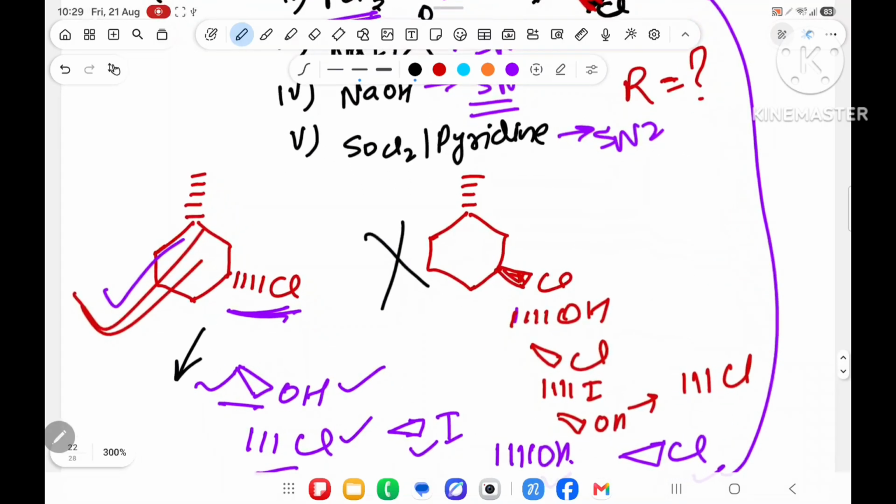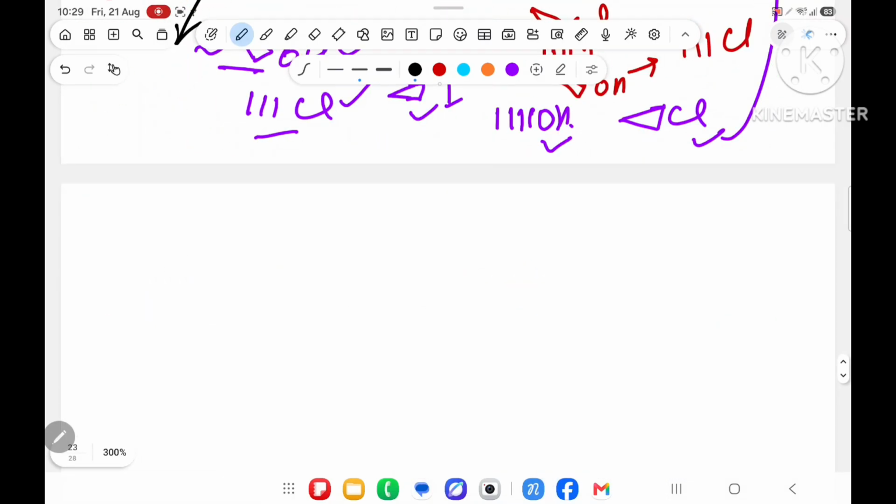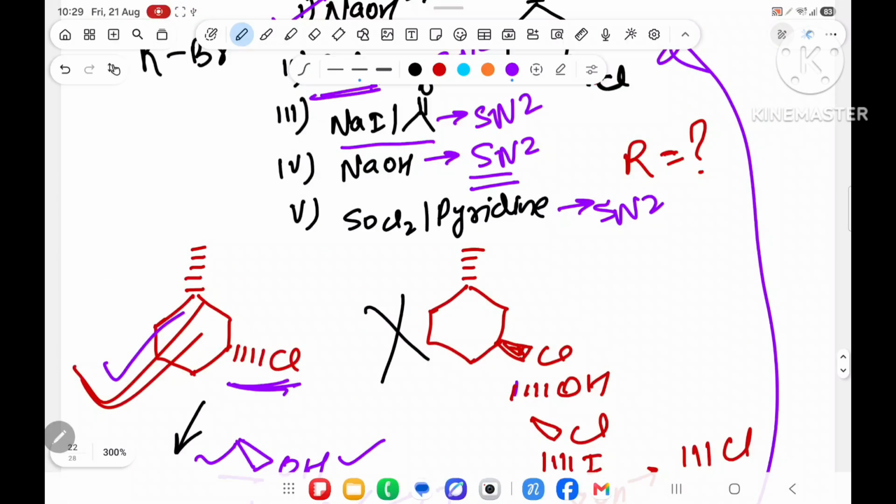Now, some more examples I will take. Suppose some other example. This is completed now. Haloalkanes done.